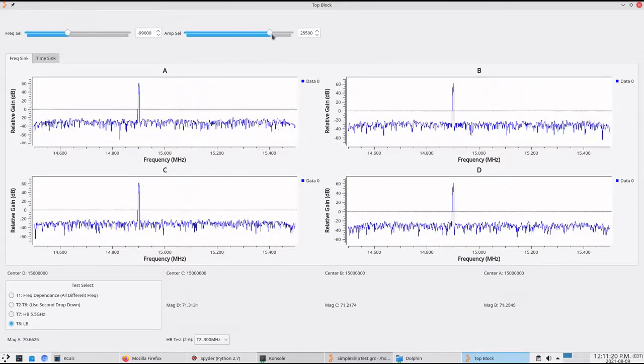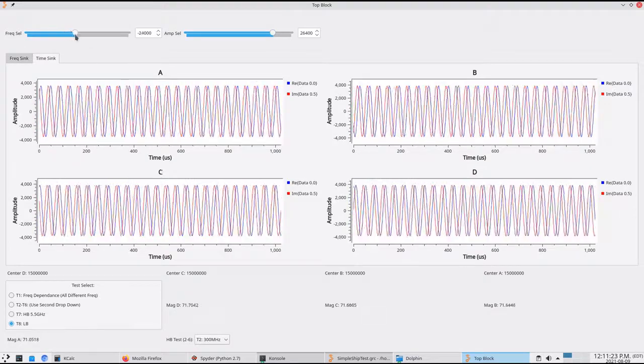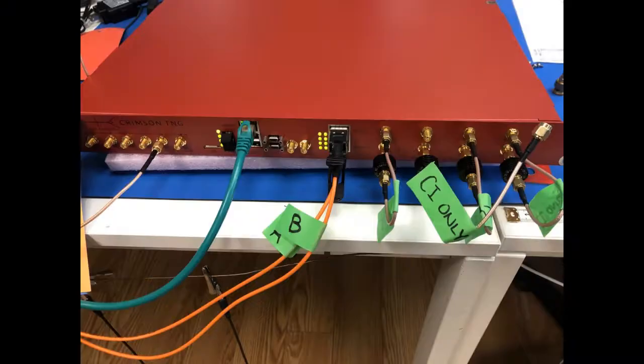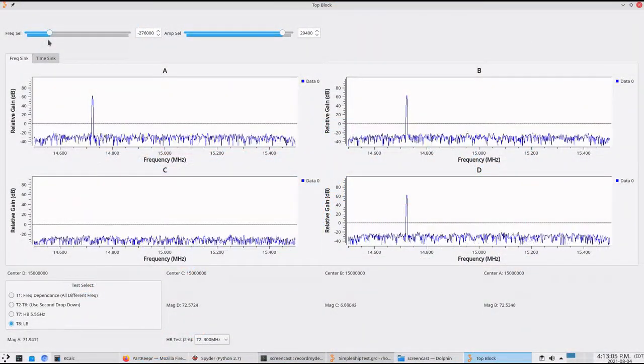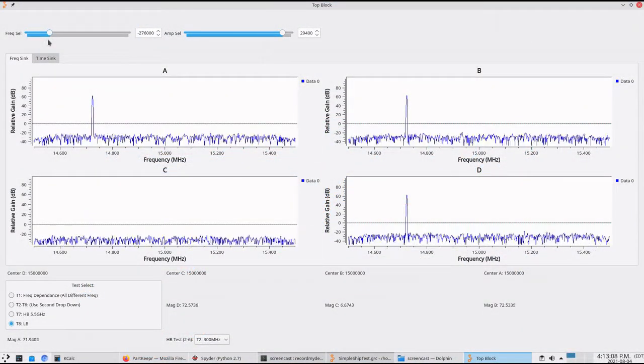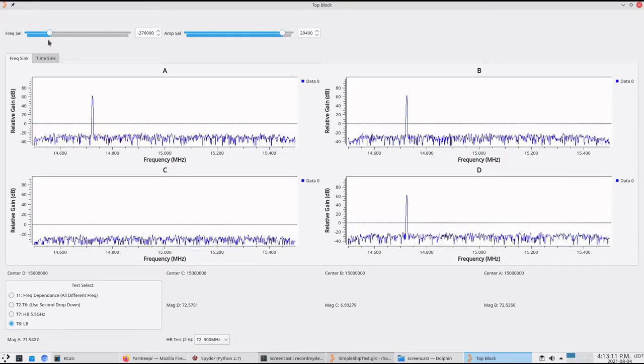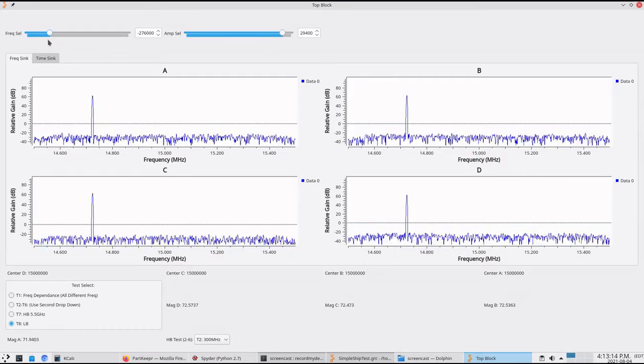By shifting the amplitude and frequency on a slider, we see the corresponding changes. Disconnecting the SMA cable from transmit channel C, we are able to see channel C drop off in our GNU Radio program. Upon reconnecting the SMA cable to transmit channel C, the frequency appears again in our frequency plot.